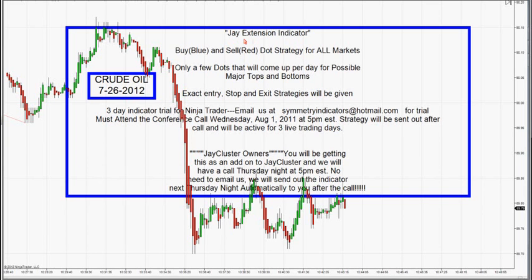This is a new indicator that I have developed, and it strictly looks for major tops and major bottoms in all markets. The dots will be a blue buy dot that will pop up, or a red sell dot. It's going to be strictly a dot-based system, and it works for all markets right across the board.